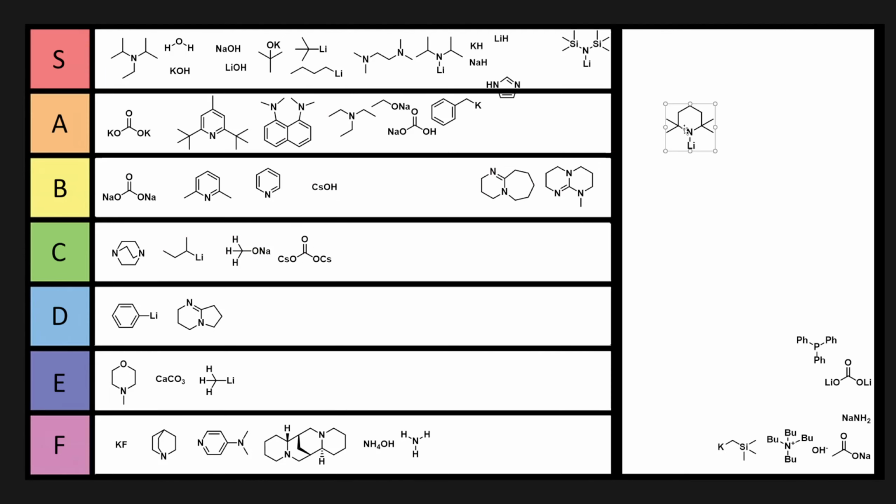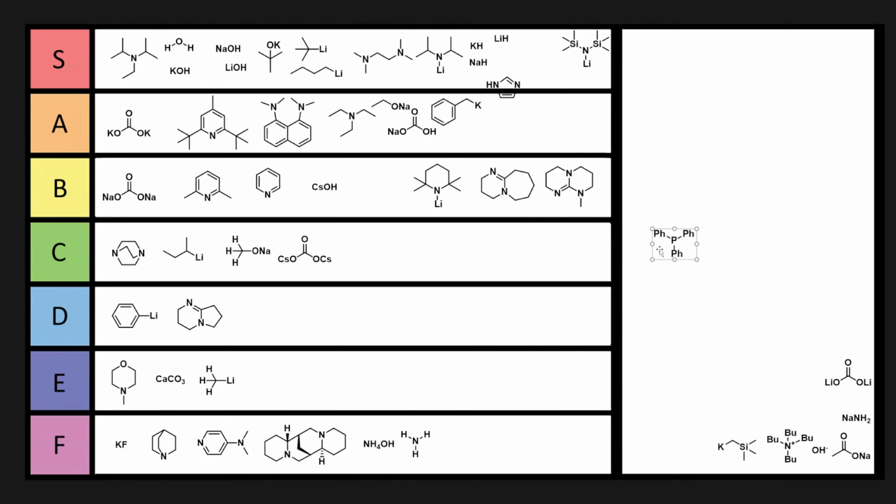Lithium TMP. Lithium TMP is a really bulky lithium amide base. It's not usually your first choice. It's one you screen, and then when it works, you just justify that it's common enough, so you use it. So for that reason, I'm going to put it in B tier, just because it's slightly obscure. Not too obscure, but slightly obscure.